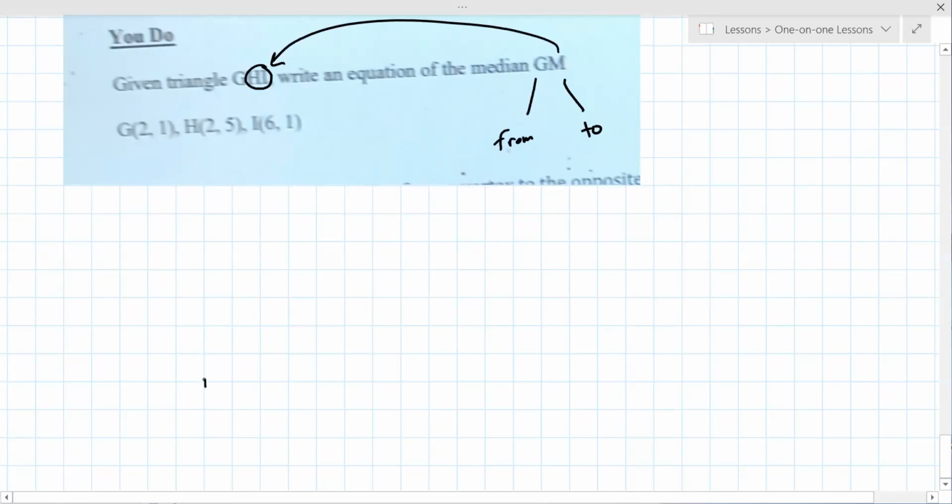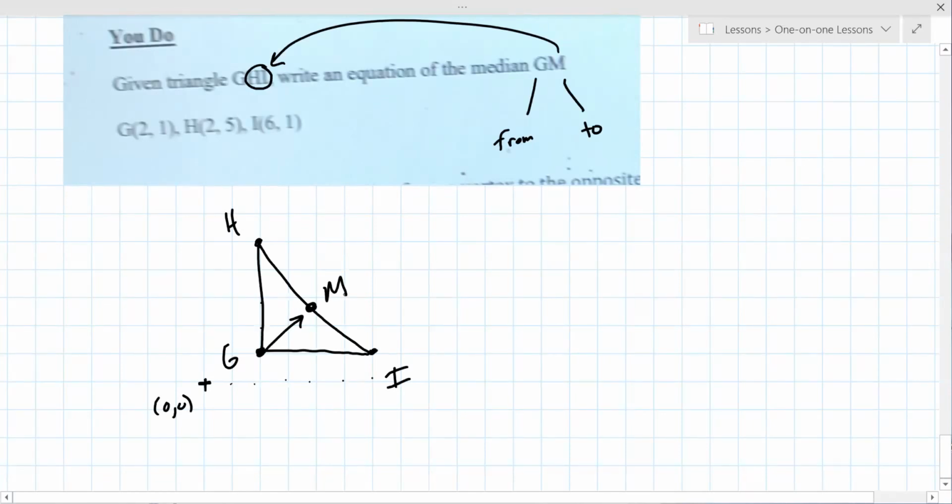I'm going to put my axes over here. This is 0, 0. 2, 1 is here. That's G. H is at 2, 5. 1, 2, 3, 4, 5. And I is at 6, 1. 1, 2, 3, 4, 5, 6, 1. So here is your triangle. This is G, this is H, this is I. If G is the vertex that we're using, M has to be the one in between there.